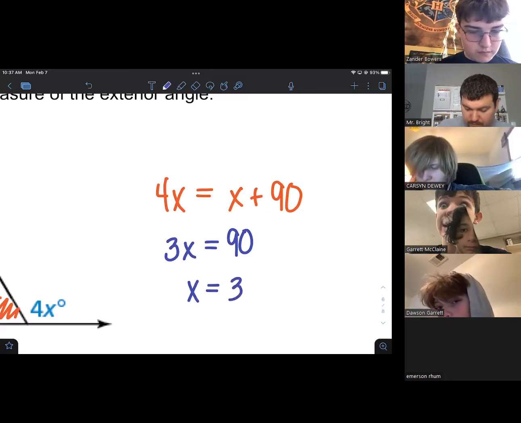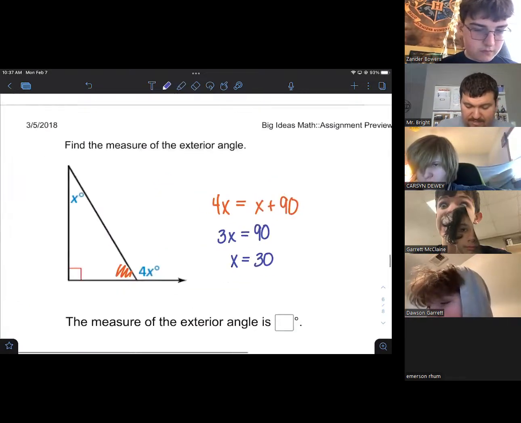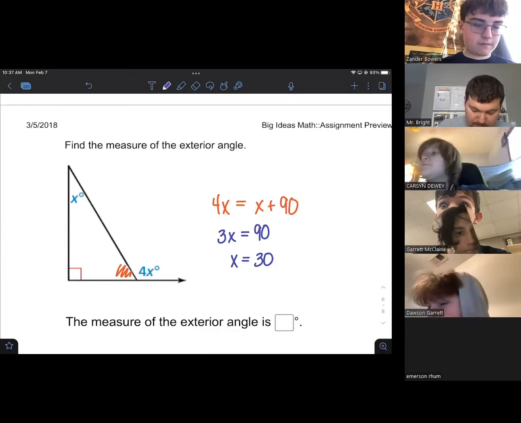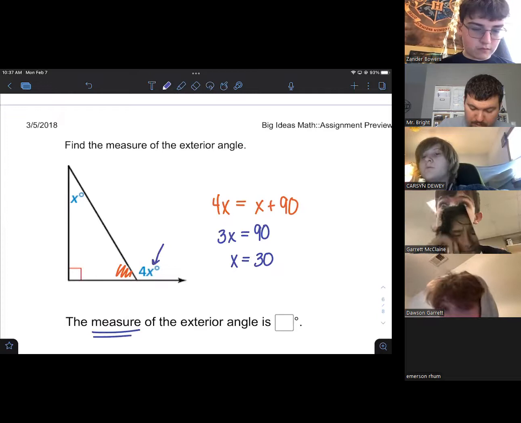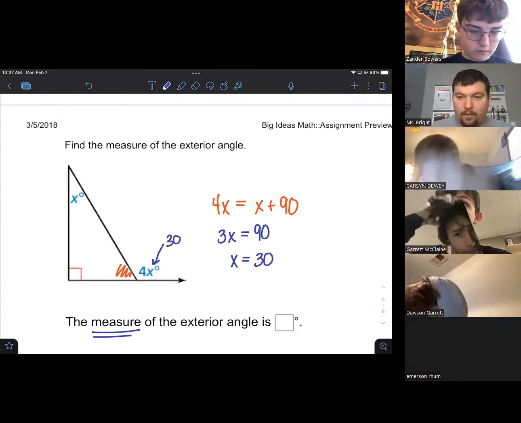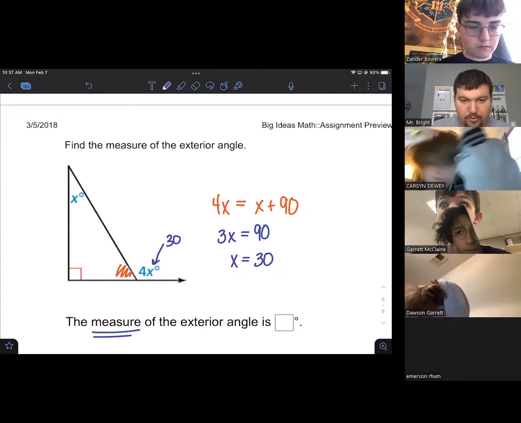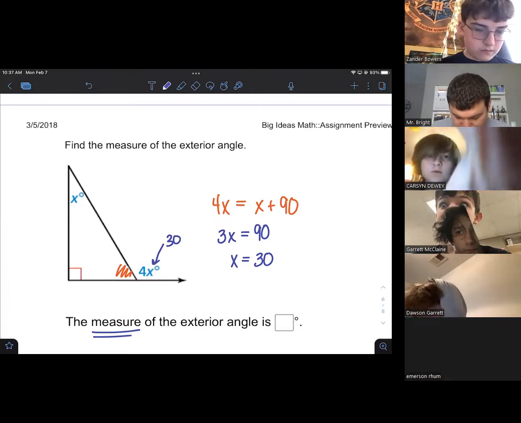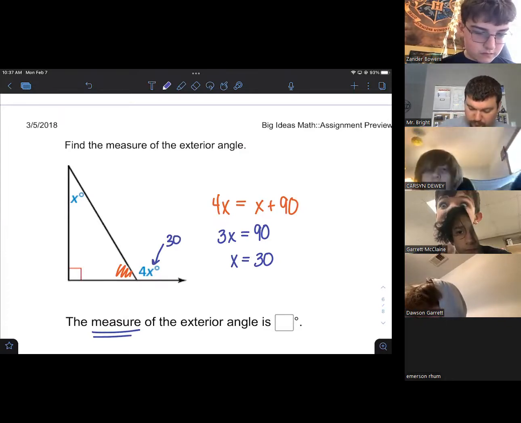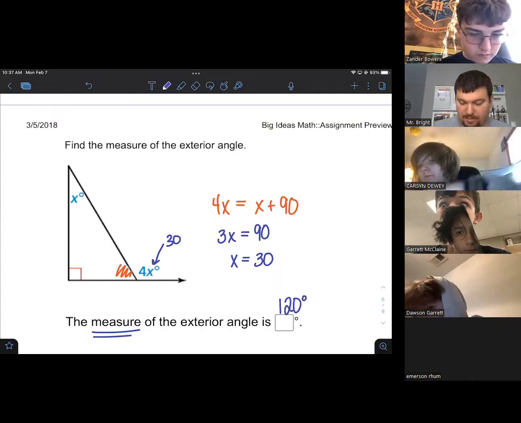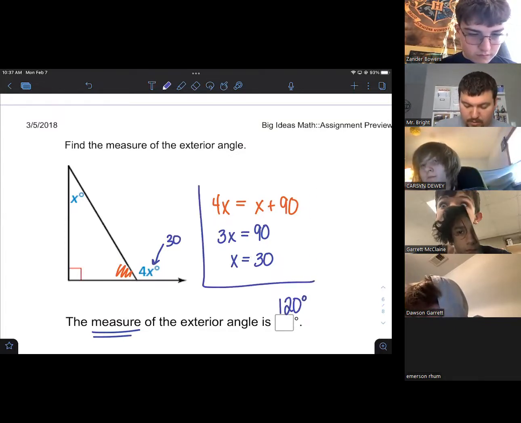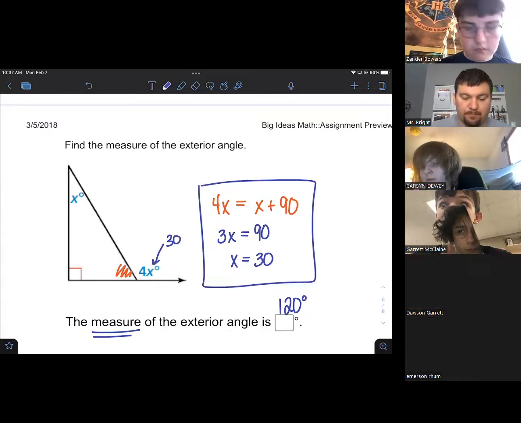30. Okay. So once I've got x equal to 30, it wants me to find the measure of the exterior angle. So I plug 30 in right there and I times it by 4. Julia, can you tell me what 30 times 4 is? 120. Perfect. So I'm going to put 120 degrees as my answer, but I have to have my work so I know where that answer came from.